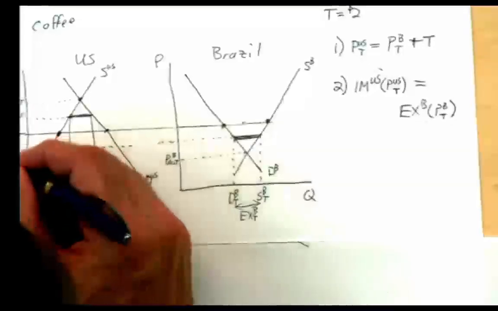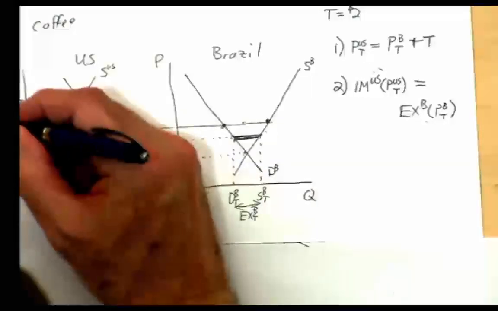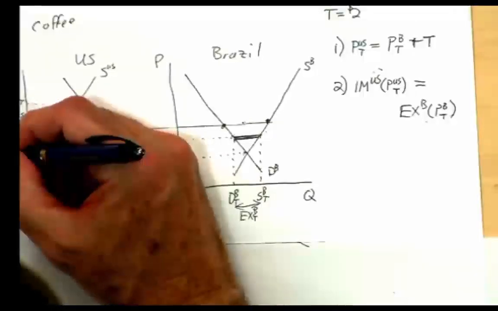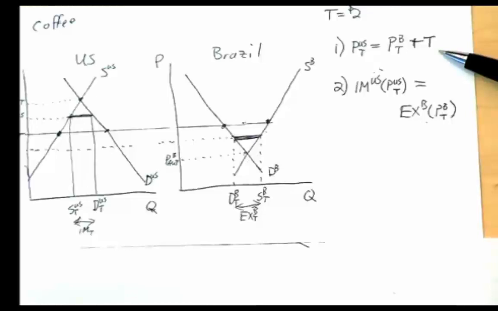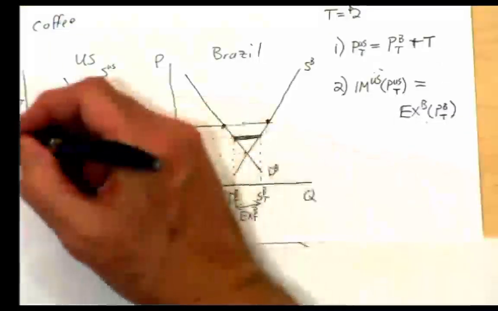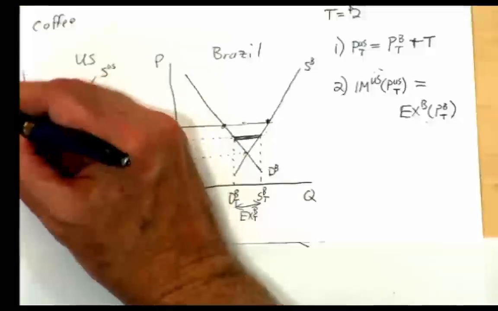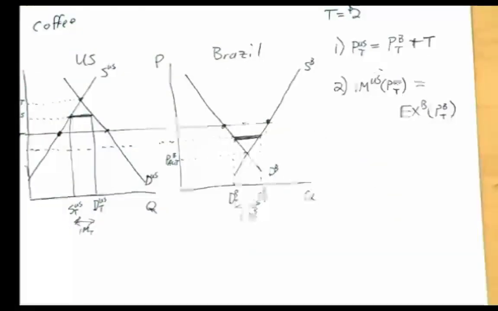But now, if I take the Brazilian price and carry it over to the U.S. graph over here, mark it off, P_B^T, now I've got this distance right here, the difference between the U.S. price and the Brazilian price from condition number one has to be exactly equal to the value of the tariff. So this arrow right here is $2. It's not sized properly. I apologize for that.